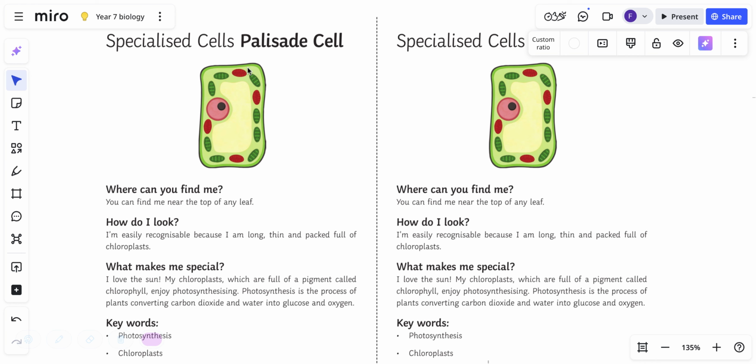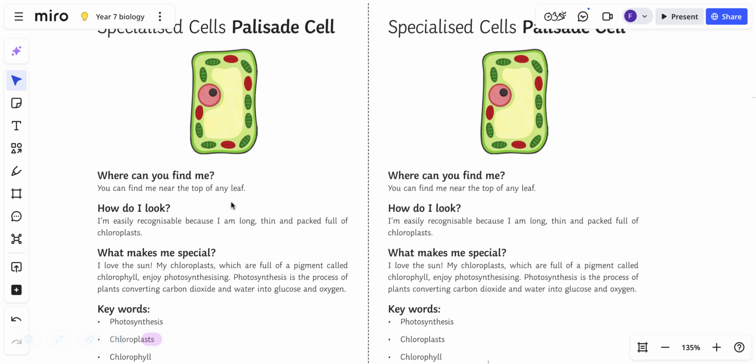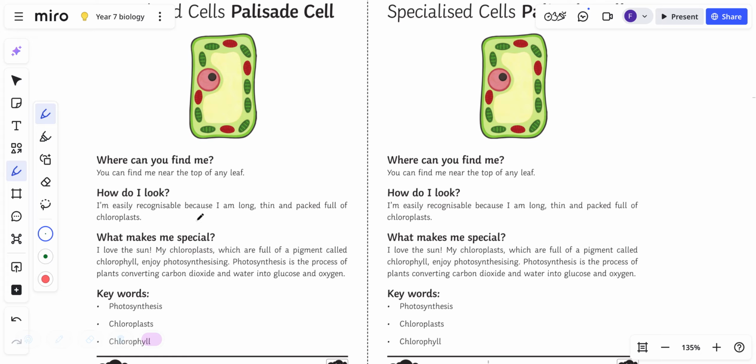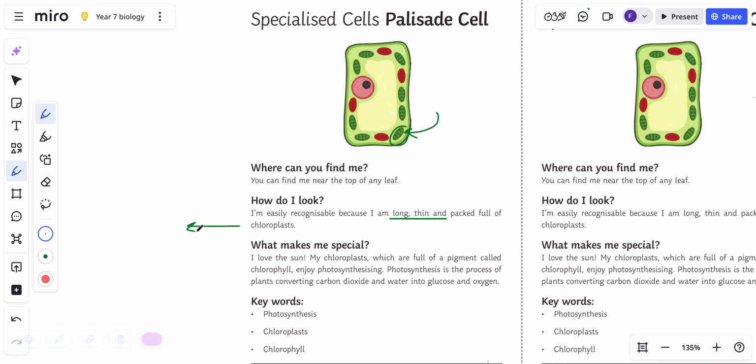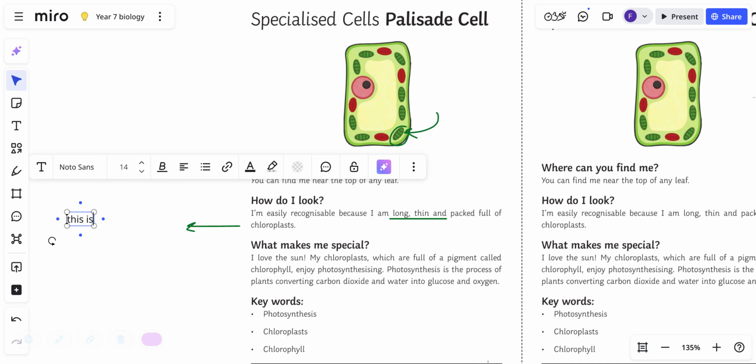All right, so where do you find the palisade cell? It's near the top of any leaf, right? How do I look? It is long and thin and packed full of chloroplasts. We looked at cell structures. These green things are chloroplasts. I'm going to write it here. And these are chloroplasts, and this is where plants turn sunlight into food. And it's called photosynthesis. And again, I don't expect you to remember this. What I expect you to do is just get used to the language that I'm using.